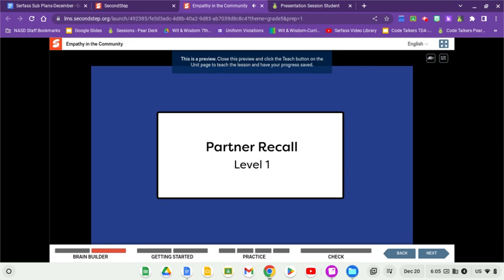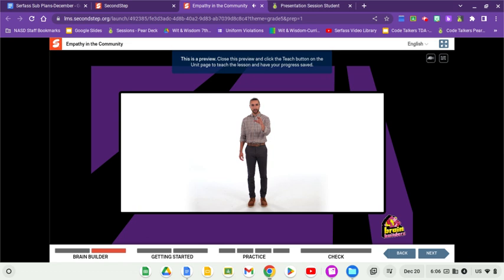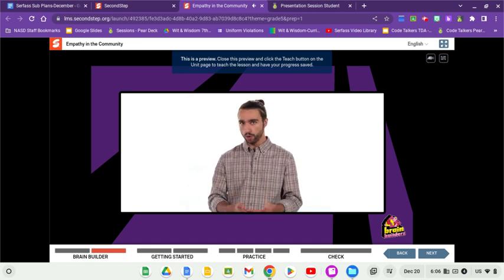Partner recall. It's time to build your brain. You're Facts. going to play level 1 of a game called Partner Recall. Level 1. To get ready, sit next to a partner facing the screen. Done. Here's how the game works.